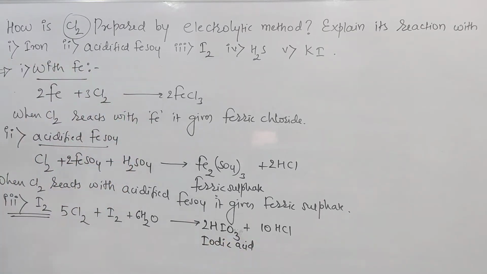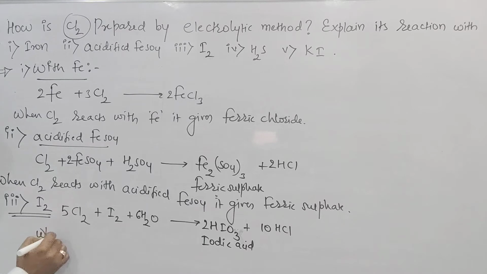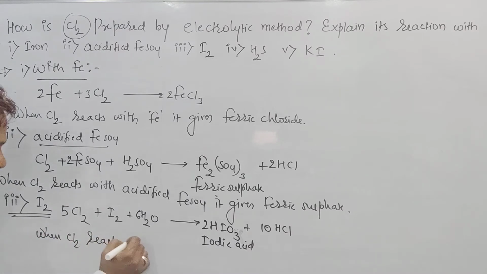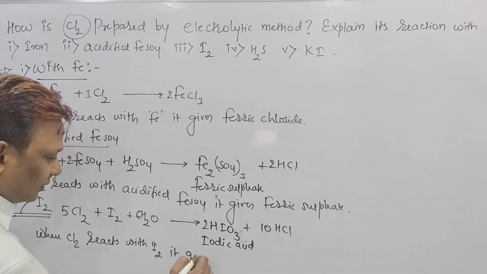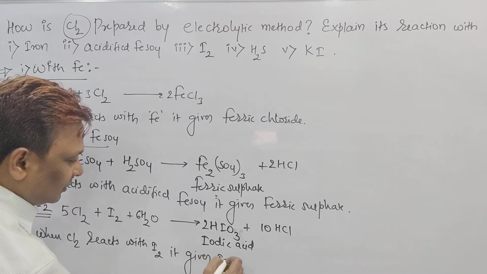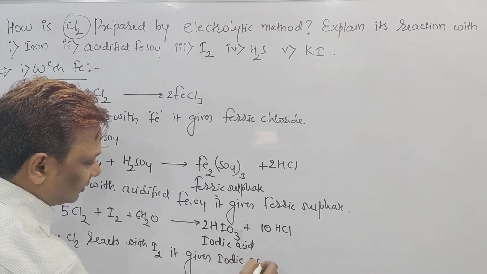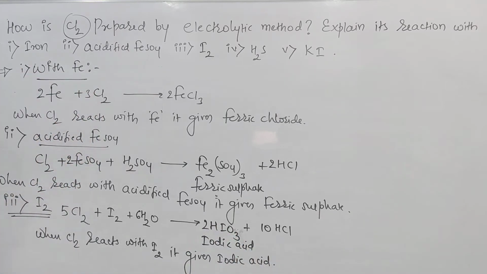So how to write the reaction here, beta? When chlorine reacts with iodine, it gives rise to iodic acid. So when Cl2 reacts with iodine, it gives iodic acid. Is it clear, beta? Please note it down up to here. Again, I will write on the other side.